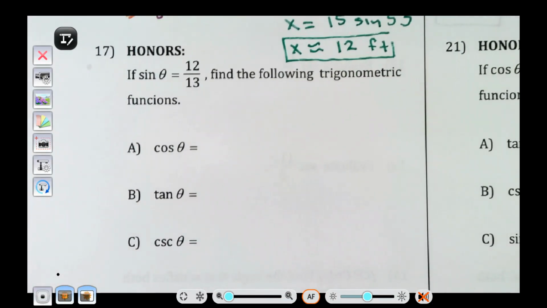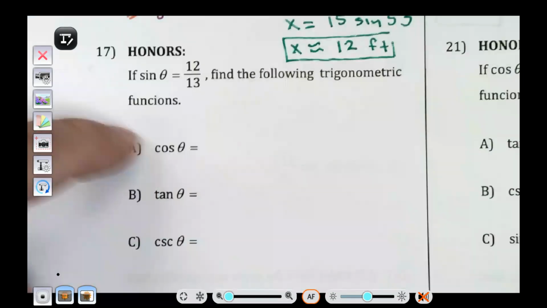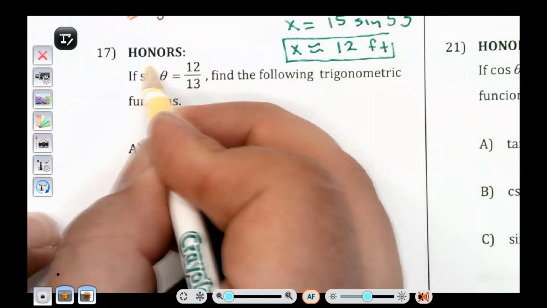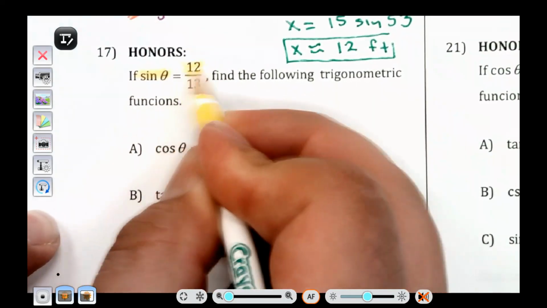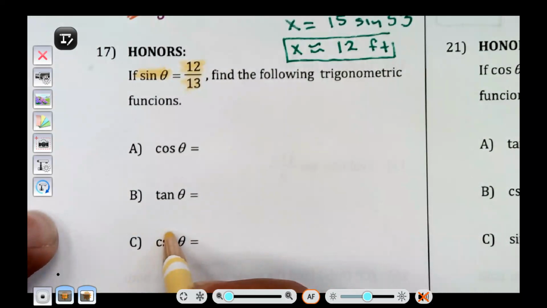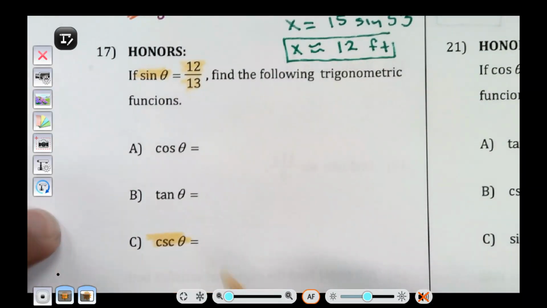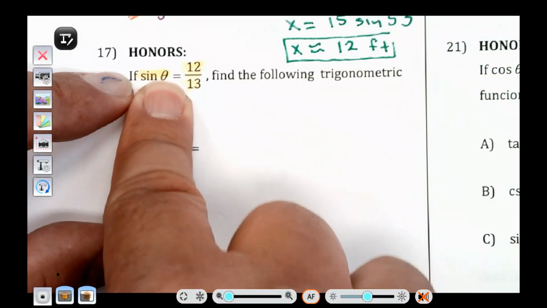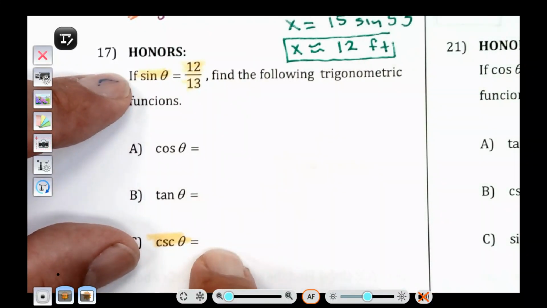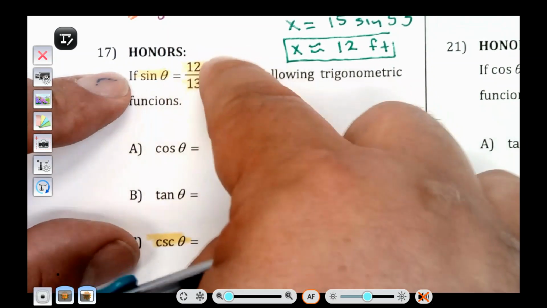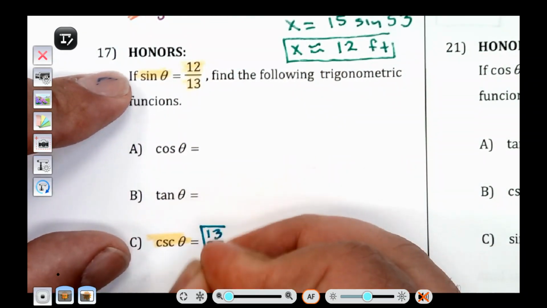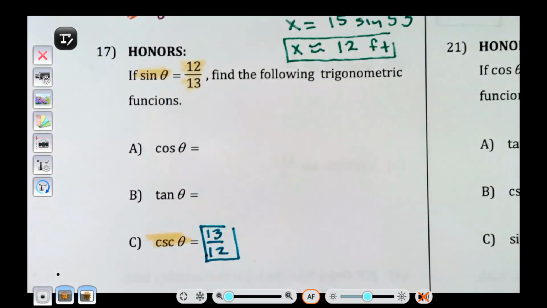If sine of theta is equal to 12 over 13, find the following trig functions: cosine, tangent, cosecant. Now, oh, this is kind of nice. Look at this. They already said sine is 12 over 13. Earlier, we saw that cosecant is just the flip of sine. So if I already have the answer for sine, then I automatically have the answer for cosecant. If this one's 12 over 13, then look, 13 over 12. Just like that, I already have one of my answers without much work.